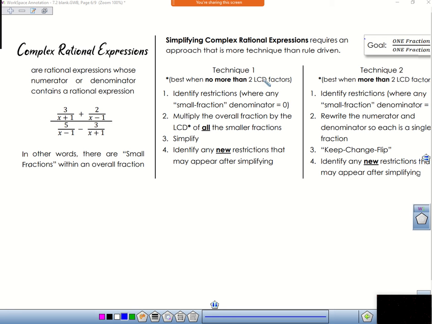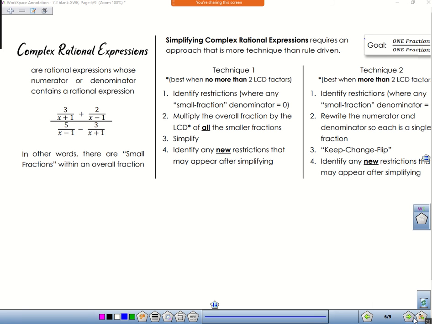The first technique is best when you only have two LCD factors, and this is: identify the restrictions where any small fraction denominator is equal to 0, multiply the overall fraction by the LCD, simplify, and identify any new restrictions that may appear after simplifying. And then the second technique is basically doing what we did in the previous part of the lesson to the numerator, doing it to the denominator, and then just doing keep, change, flip. So we'll do an example of each type so you can see what I mean by this.